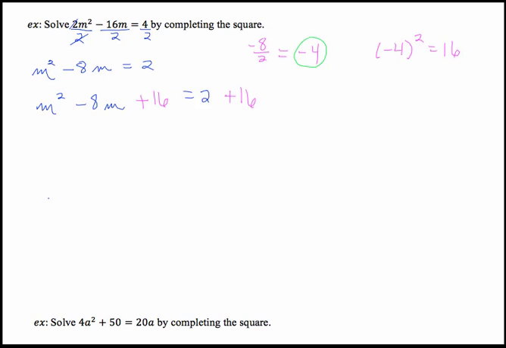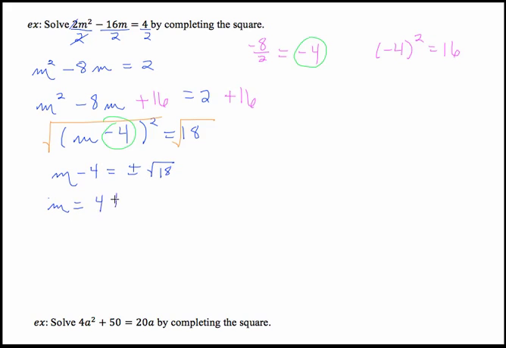On the left, it's going to factor into m plus this number, minus 4, all squared equals 18. And we take the square root of both sides. Now 18 is not a perfect square, so the square root of 18 is not a whole number. We'll come back to that in a minute. The square root of m minus 4 squared is m minus 4, which equals plus or minus the square root of 18. So m equals 4 plus or minus the square root of 18.